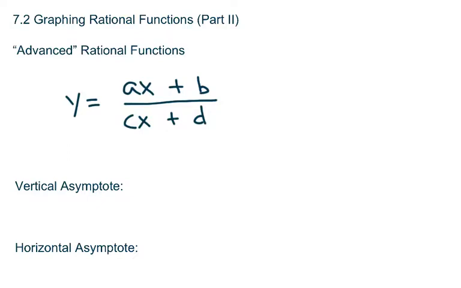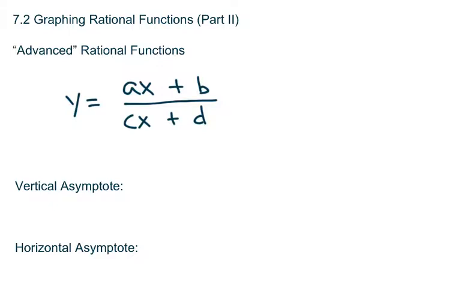This is the second video for section 7.2, graphing rational functions. In the first video at the end, we talked about simple translated functions. In this video, we're going to talk about, you can call it, quote, advanced rational functions. And advanced rational functions have the form that you see on the screen there: y equals (ax + b) over (cx + d).